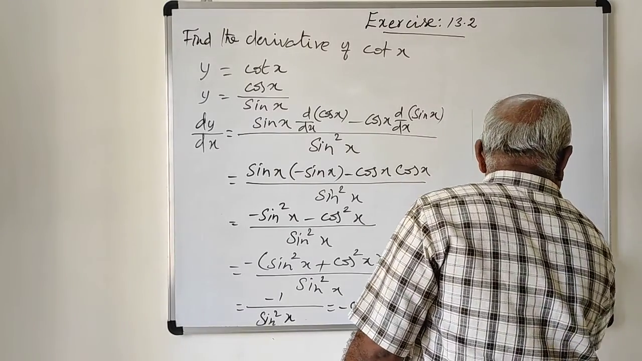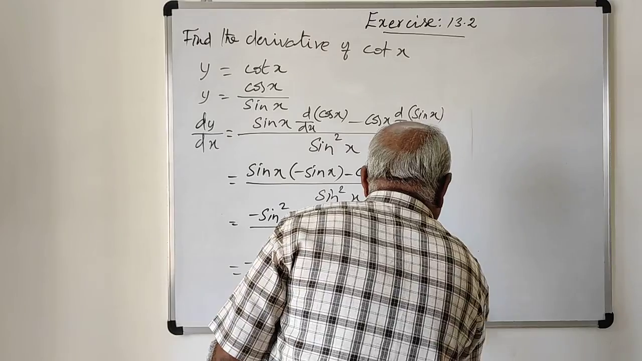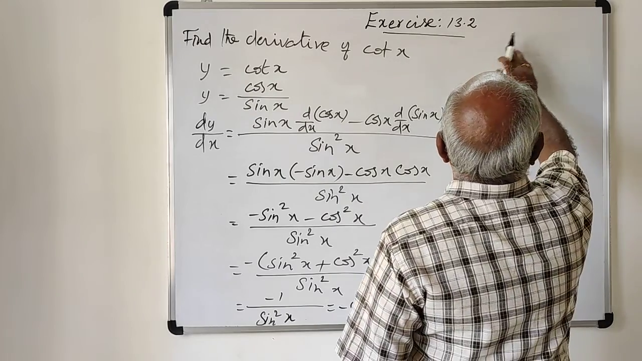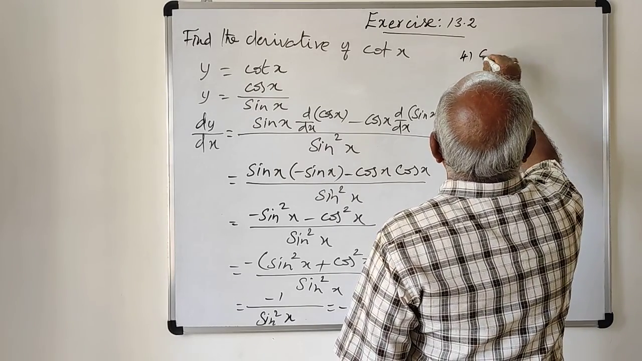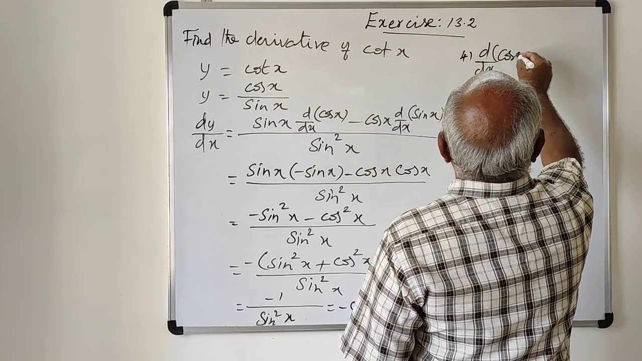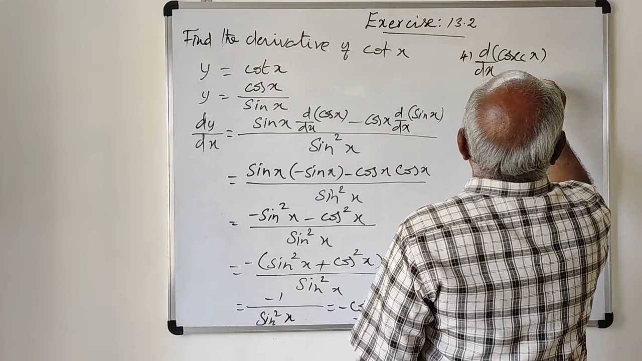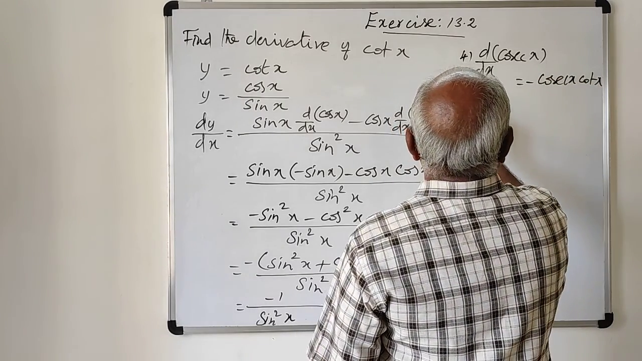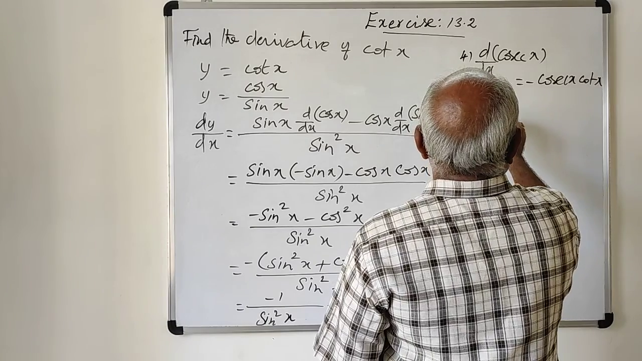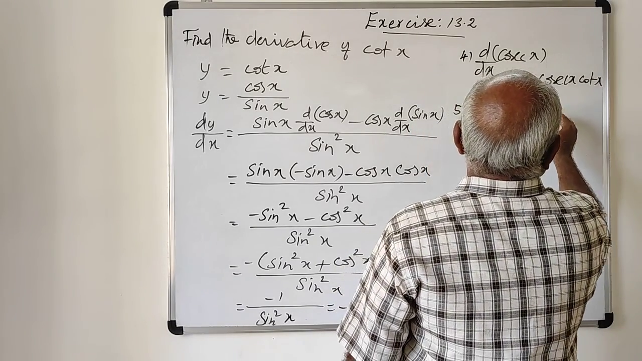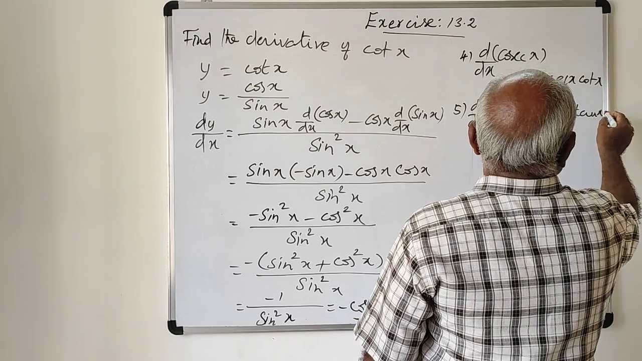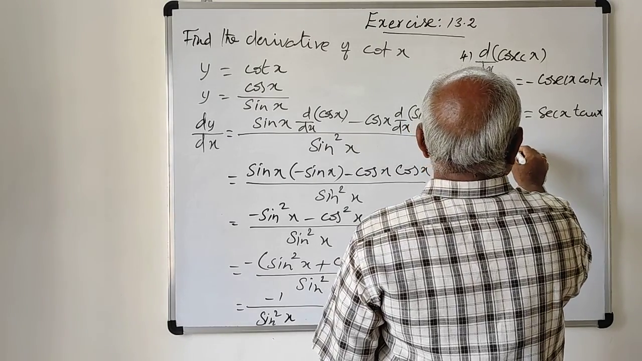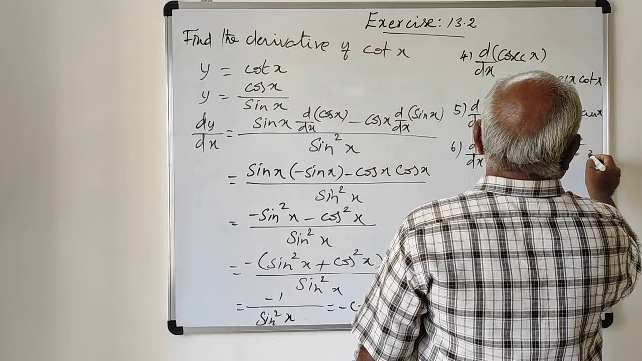We have differentiated all the 6 trigonometric functions. Already we derived 3. Next, the fourth one, d by dx of cosecant x is minus cosecant x into cot x. Fifth one, d by dx of secant x is secant x into tan x. And sixth one, d by dx of cot x is minus cosecant square x.